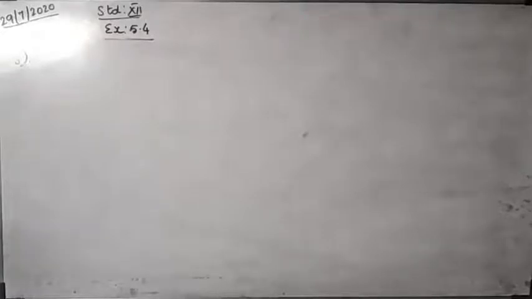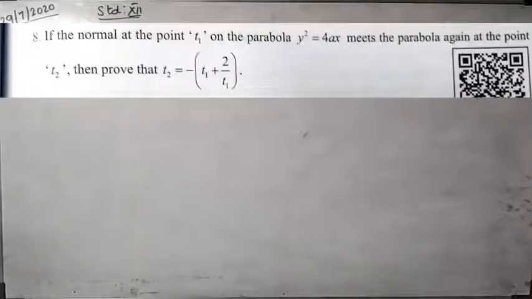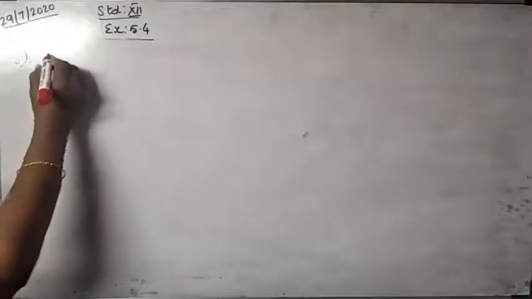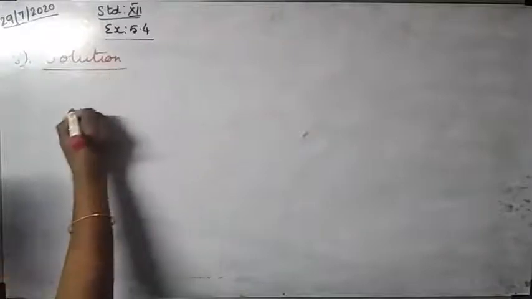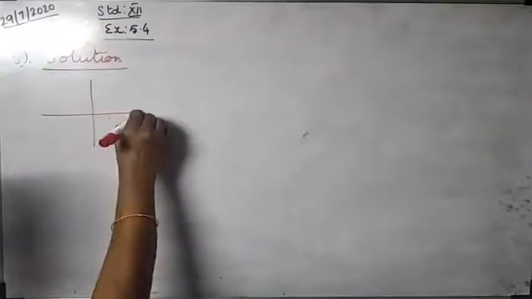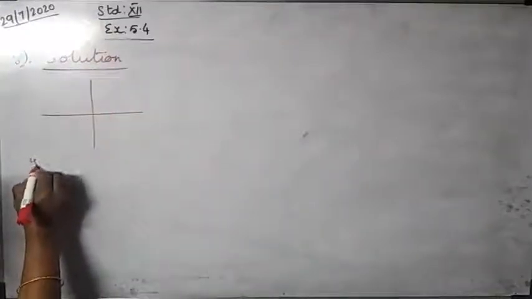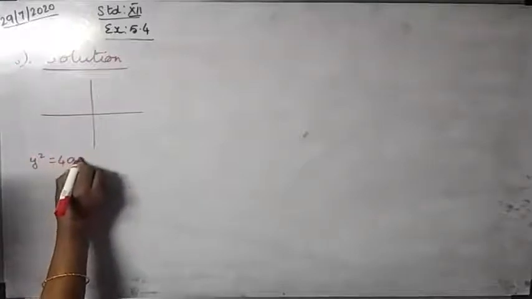Now question number 8. If the normal at the point t1 on the parabola y square is equal to 4ax meets the parabola again at the point t2, then prove that t2 is equal to minus of t1 plus 2 by t1. Now let us draw a diagram at first to prove this. Take a parabola. So the parabola equation given is y square is equal to 4ax.